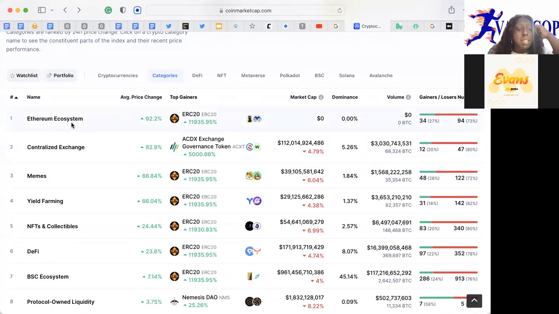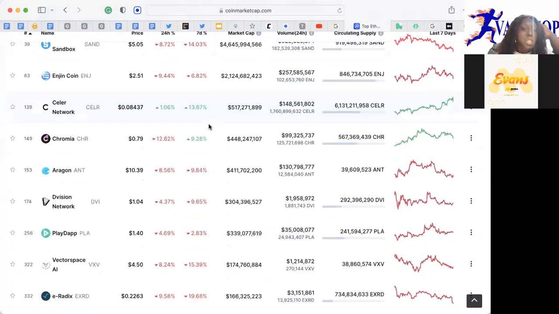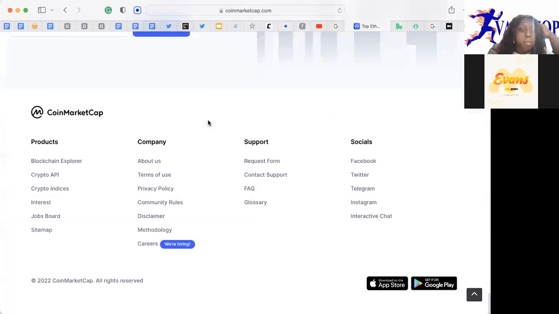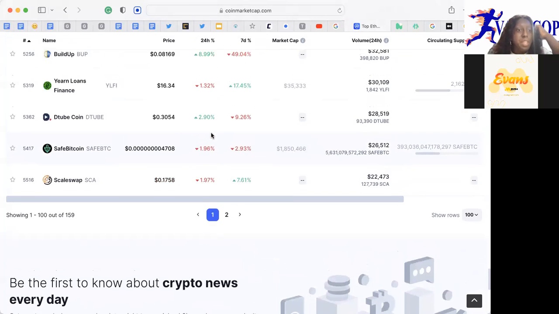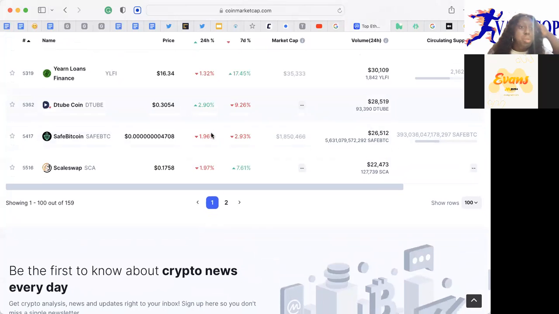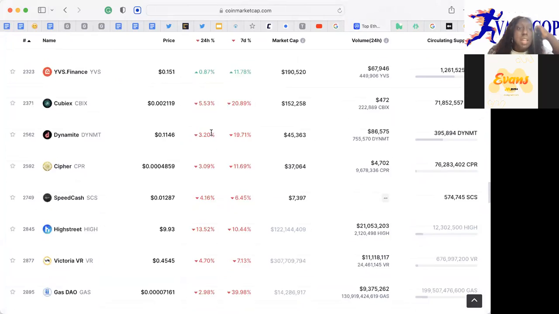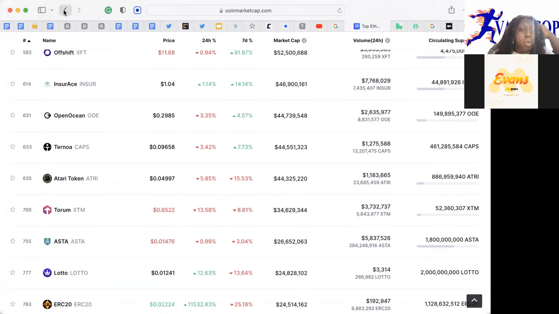Let's look at the Ethereum ecosystem. Now, these are coins that are built on the Ethereum blockchain. 159 of them are built on the Ethereum blockchain. That's why they are categorized under Ethereum.